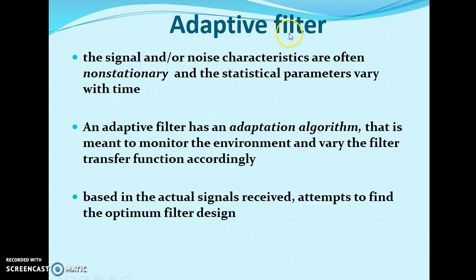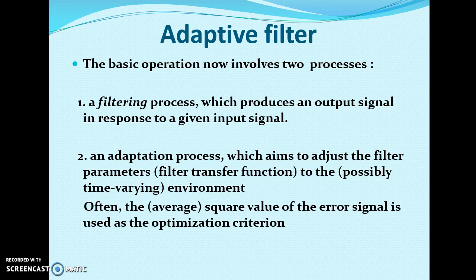Adaptive filters. The signal or noise characteristics are often non-stationary and the statistical parameters vary with respect to time. An adaptive filter has an adaptation algorithm that is meant to monitor the environment and vary the filter transfer function accordingly. So usually, an adaptive filter, based on the actual signals received, attempts to find the optimal filter design.